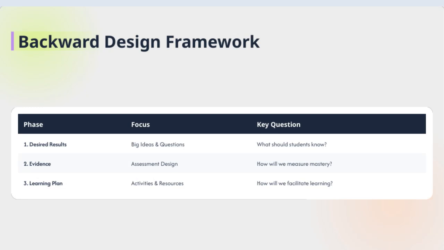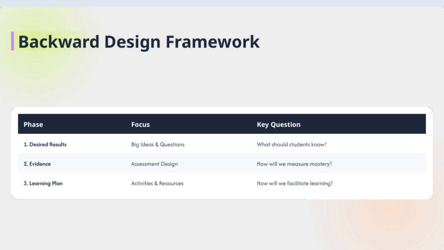Now, let's take a closer look at how we will facilitate learning through activities and resources. This part of the plan focuses on engaging students actively with the material, ensuring they have the tools and support they need to succeed. Moving on, we'll discuss the learning plan itself, how we structure our lessons to guide students toward mastery. It's important to think about how we'll measure that mastery, which brings us to assessment design. Here, we design assessments that accurately reflect what students know and can do.